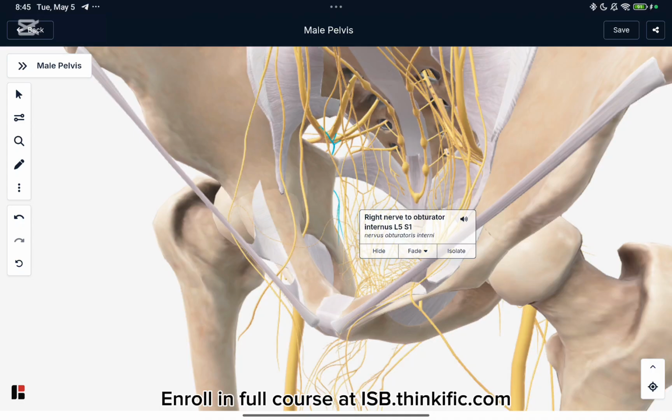That's a common question in the exam. When you want to do a pudendal nerve block, what is the site of injection? What landmark will you use for the injection? It is, again, the ischial spine.